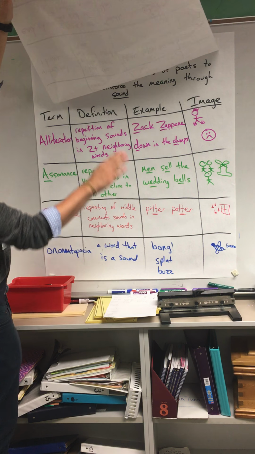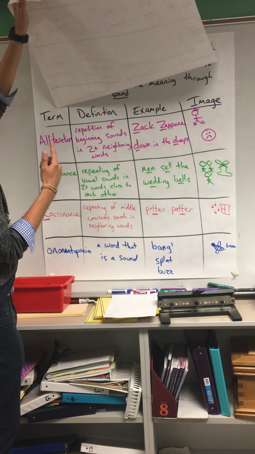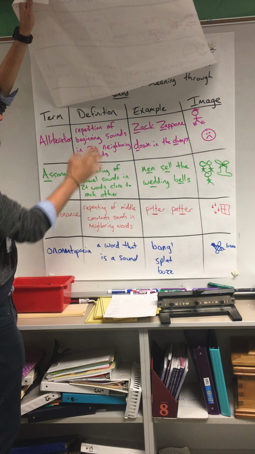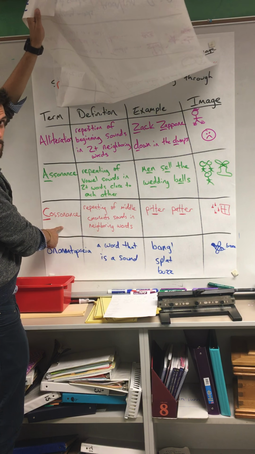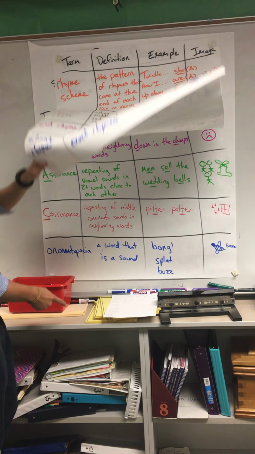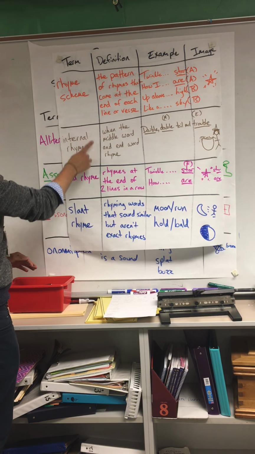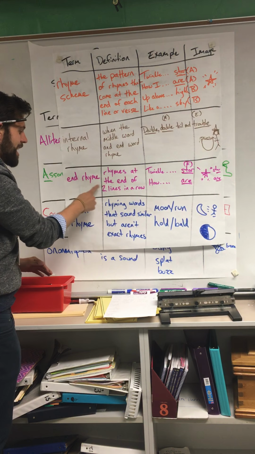Let's all say those together. Alliteration, yes, I mean it. Say it with me. 1, 2, 3. Alliteration, assonance, consonance, onomatopoeia. Rhyme scheme, internal rhyme, end rhyme, slant rhyme.